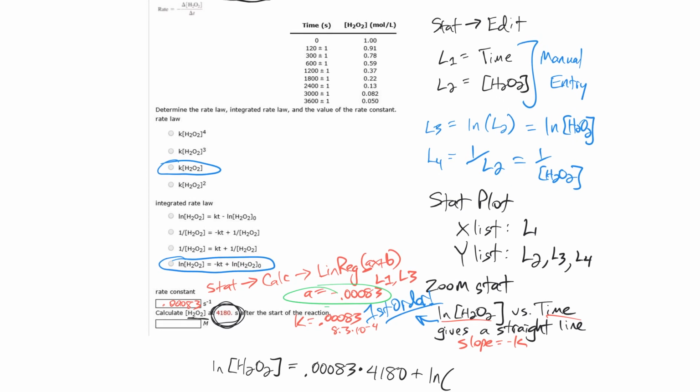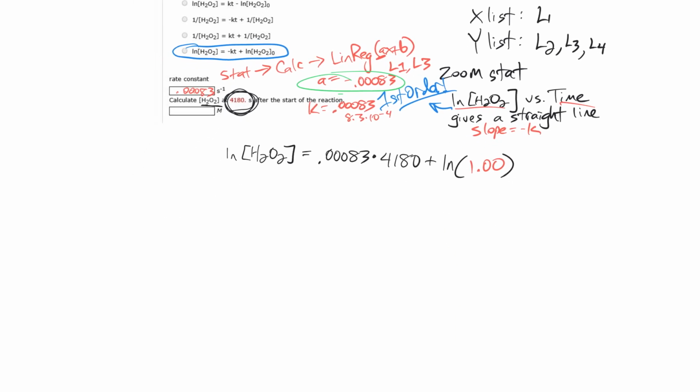Well, that number is given to us in the data table. The data table has the first row as time equals 0, and it actually gives us the initial concentration of H2O2 right there in the data table. And so we can plug that number in. It's 1. And then it's a matter of just carrying out the calculations.